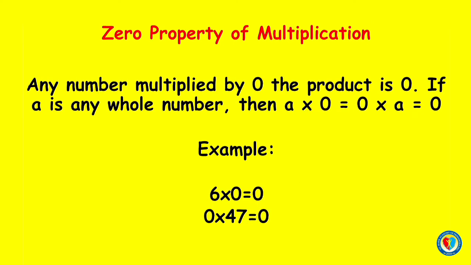Last, the zero property of multiplication means that any number multiplied by 0, the product is 0. If A is any whole number, then A times 0 equals 0 times A equals 0. Examples, 6 times 0 equals 0. 0 times 47 equals 0.